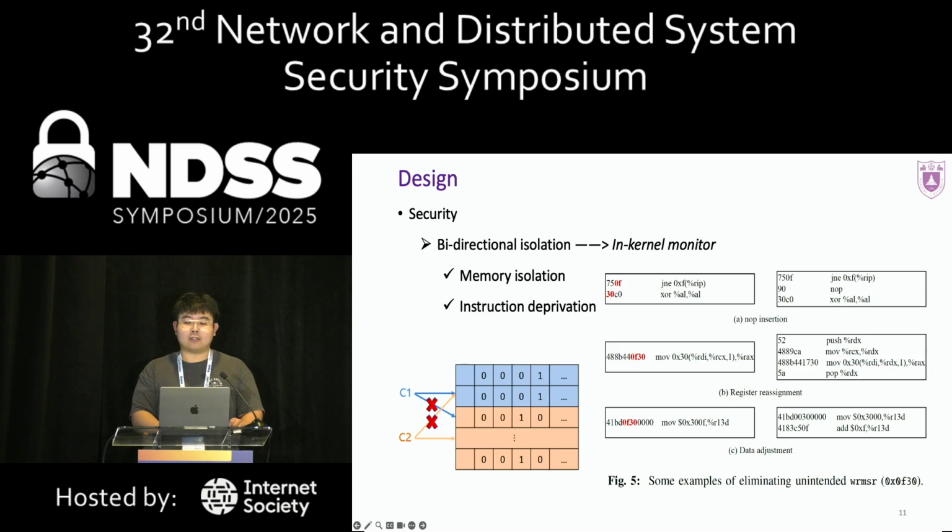For instruction and register resources, we eliminate privileged instructions in compartments other than the monitor by binary rewriting. Here we show some examples for unintended instructions, such as knob insertion, register reassignment, and data adjustment.